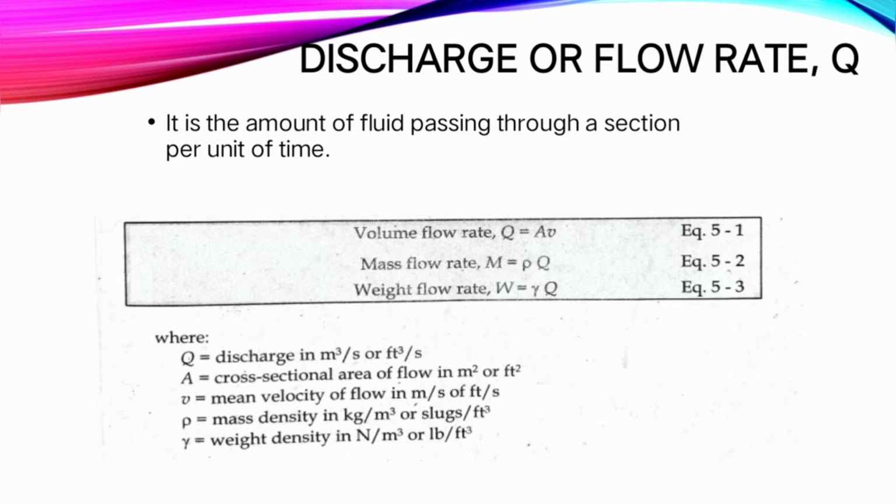A equals cross-sectional area of flow in meter squared or feet squared. Epsilon equals mean velocity of flow in meter per second or feet per second. Rho equals mass density in kilogram per meter cube or slugs per feet cube. And gamma equals weight density in Newton per meter cube or pounds per feet cube.